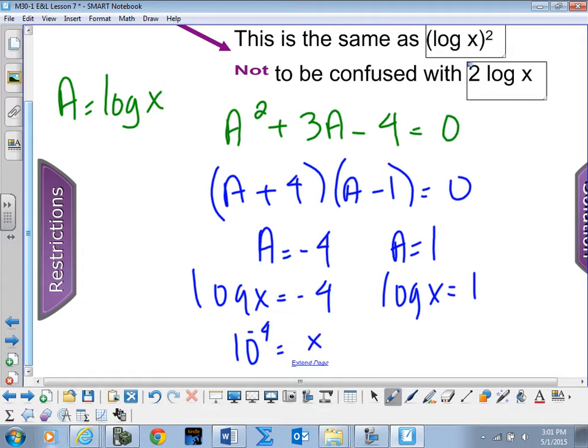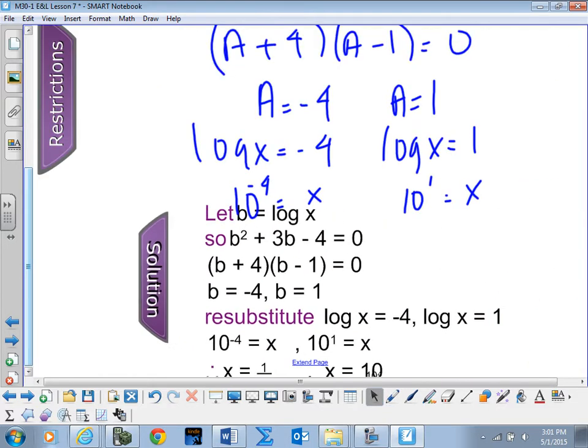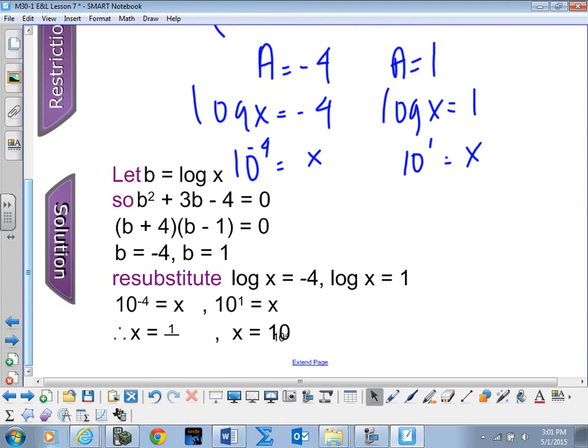Log base 10 of x equals 1. 10 is the base, 1 is the exponent. Those are going to be our two answers. So you can write 10 to the negative 4 as a decimal, or just leave it. And x is 10 is the second answer. Okay, let's see what we have here to confirm. And using a b value, it's exactly the same. When you see that quadratic, after you replace the log x, it becomes so much easier.